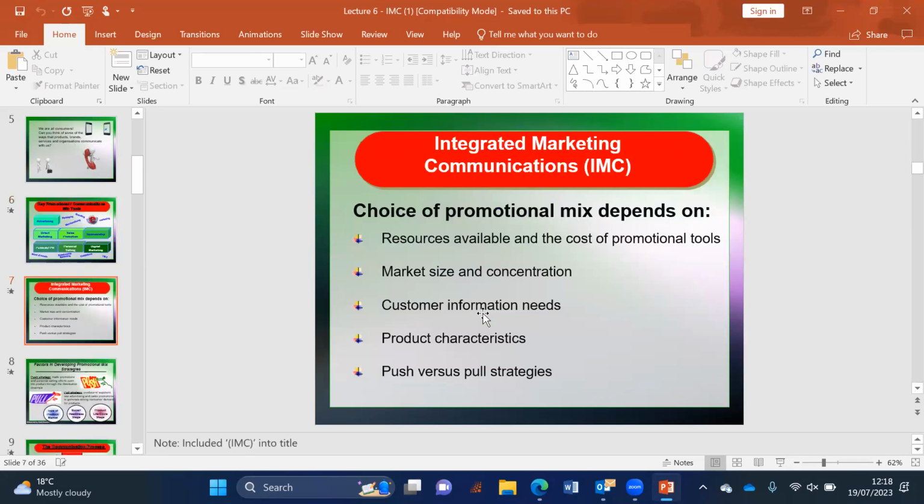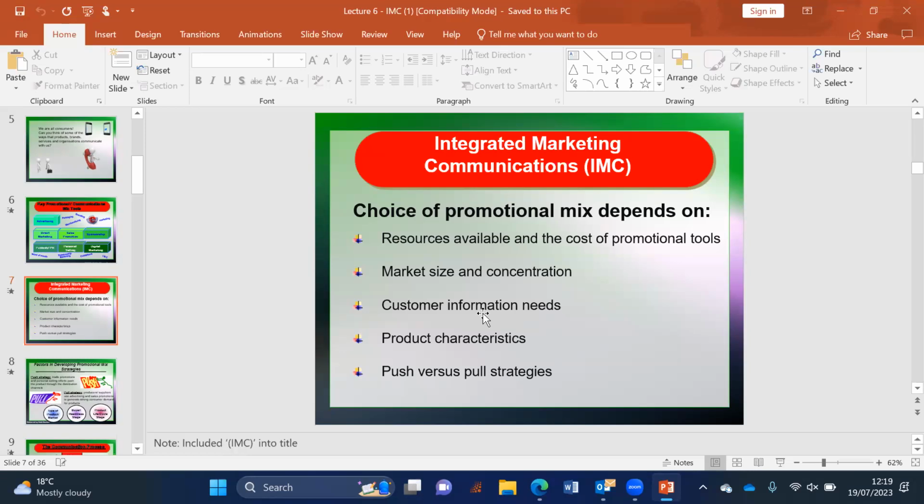Let's see what else. So integrated marketing communication, the choice that you make is based on, first of all, the resources you have as a business, because each method that you choose is going to cost you, and you need to see what resources you have and how you want to create that budget of marketing and where you want to spend it. Then you also need to look at market size. So you need to see your target market, what's the size, what's the concentration, and then you need to look at customer information needs. So you need to see how much information about your product does the customer need, and how will you provide it in your marketing messages.